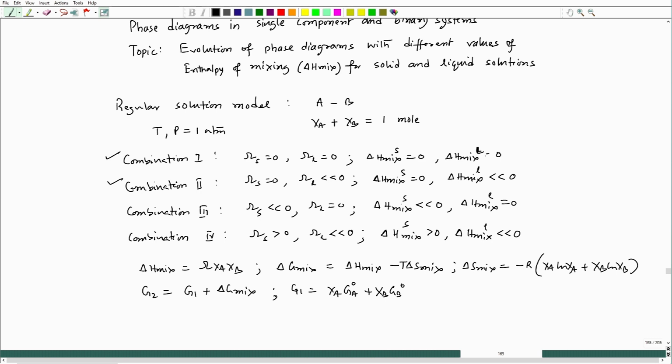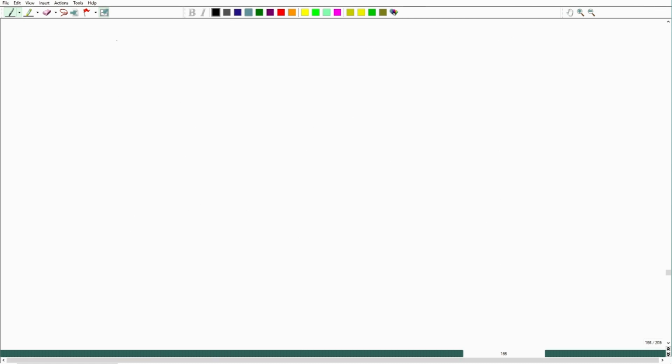And we will be looking at the equilibrium between two phases when we draw G 2 as a function of composition, G 2 versus X B. We will plot the solid and liquid solutions, and then we will check the equilibrium conditions. So, these are the frameworks. We have done this for two conditions.